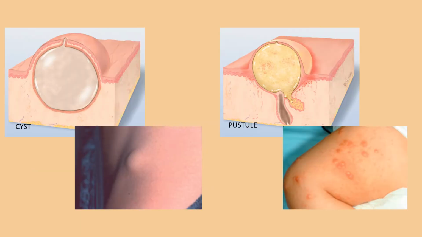A cyst is an encapsulated fluid-filled cavity in the dermis or subcutaneous layer, tensely elevating the skin, an example of which is a sebaceous cyst. A pustule contains turbid fluid or pus in the cavity. It is circumscribed and elevated, examples of which are impetigo and acne.